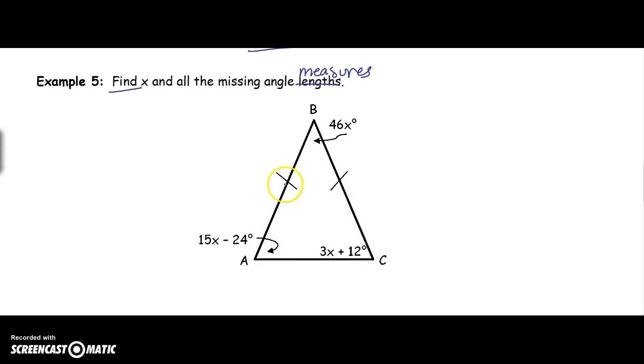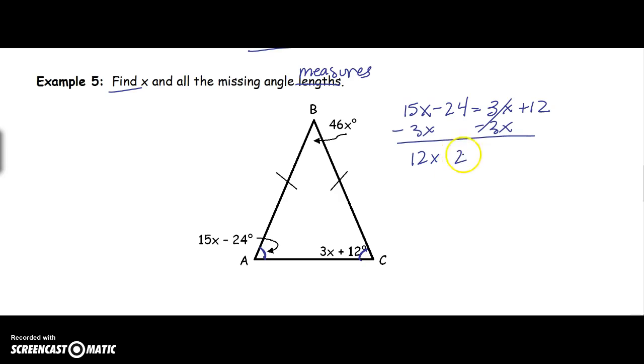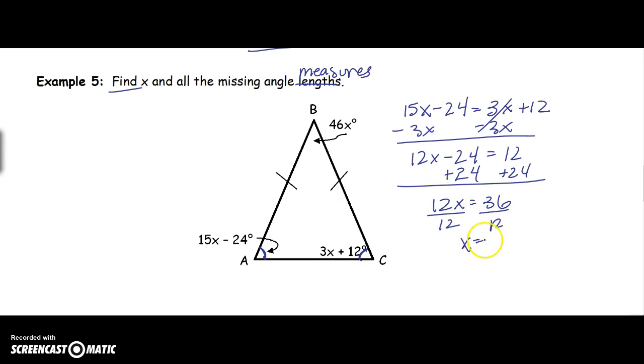Or you can say, well, since I have an isosceles triangle, this angle and this angle are congruent. So you can set those two equal. Either way you solve this, it's going to give you the same answer. So we can subtract 3x, and you're going to get 12x minus 24 is equal to 12. If you add 24, you're going to get 12x is equal to 36, and divide by 12, so x is 3. So you found x.